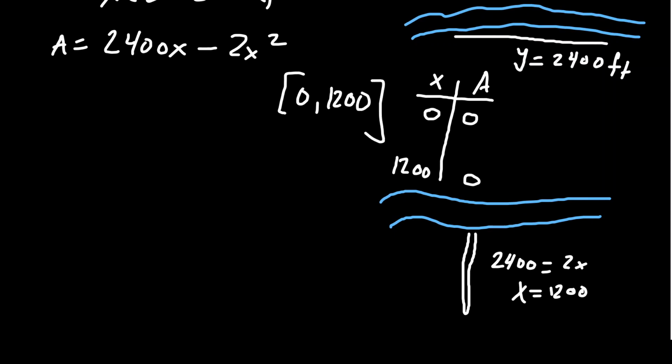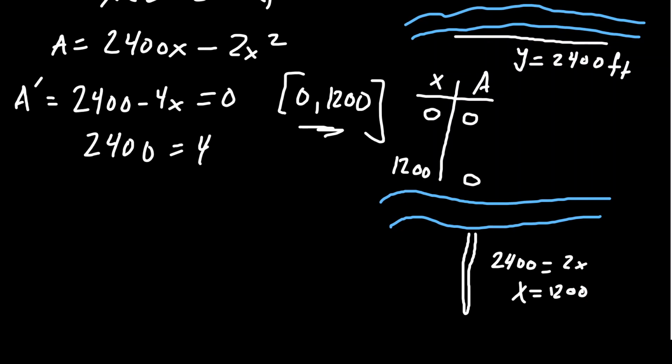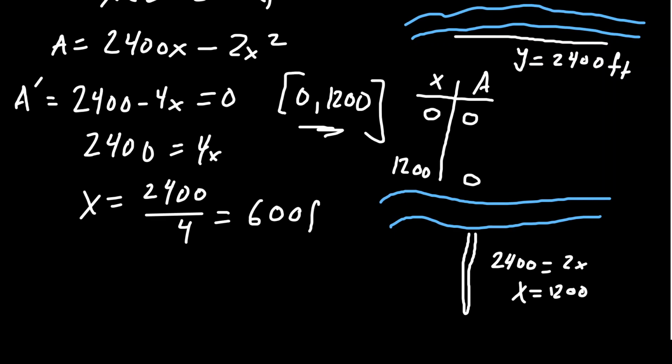Even if these are absurd answers, it is important we know the domain, because as we go searching for critical numbers, we have to disregard any critical number that's outside the domain. All right, so let's find the critical numbers. We're going to take the derivative of the area with respect to x. By the usual derivative rules, A prime will equal 2400 minus 4x, and we want this to equal 0. Adding 4x to both sides, we get 2400 equals 4x. Divide both sides by 4, and we get x equals 2400 over 4. 4 goes into 24 6 times, and so we end up with 600 feet as this single critical number.